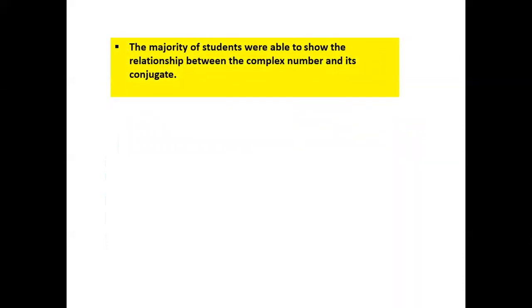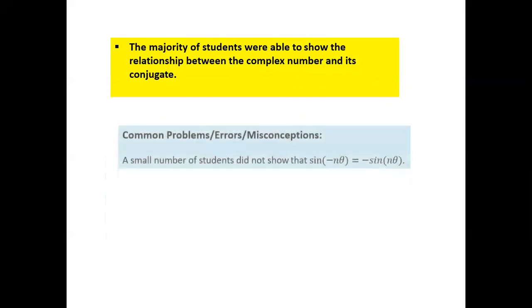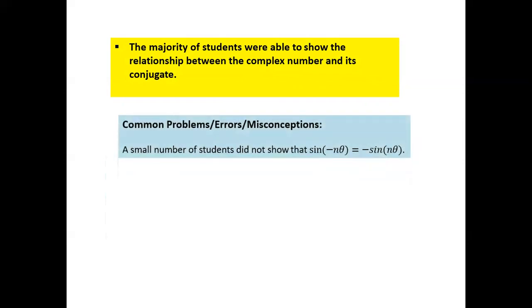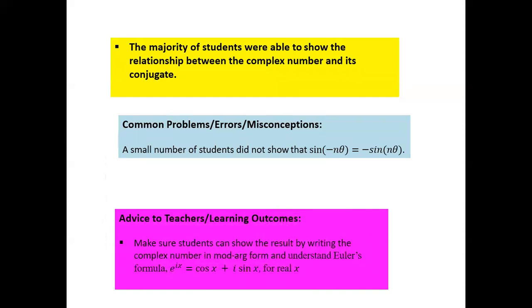A majority of students were able to show the relationship between a complex number and its conjugate quite successfully. Just a small number did not show that sine of negative n theta is negative sine n theta. Just be careful that the student is required to show this, because it's a proving question. Advice to the teacher here is to make sure students can show the result by writing a complex number in modulus argument form and understanding the exponential form.